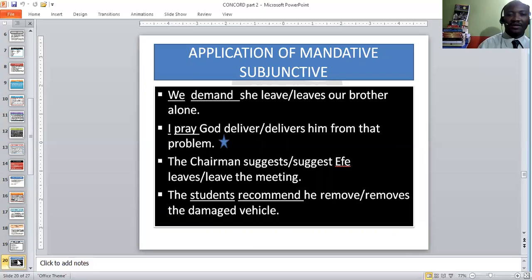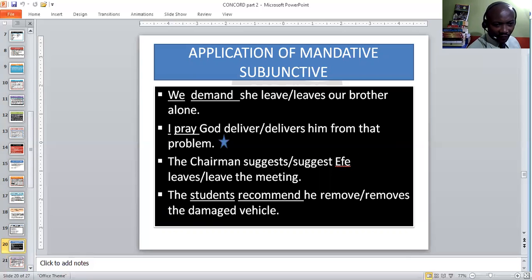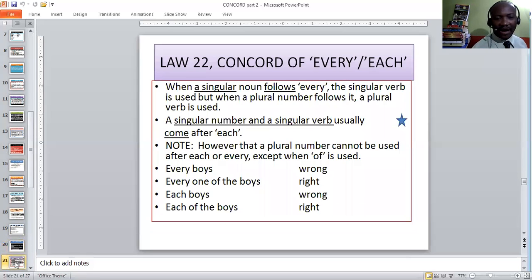The students recommend he remove or removes the damaged vehicle. The students, of course, recommend he remove, plural. Whenever the subjunctives are used in a sentence, it takes the plural verb. We demand he remove, the lexical verb without S.